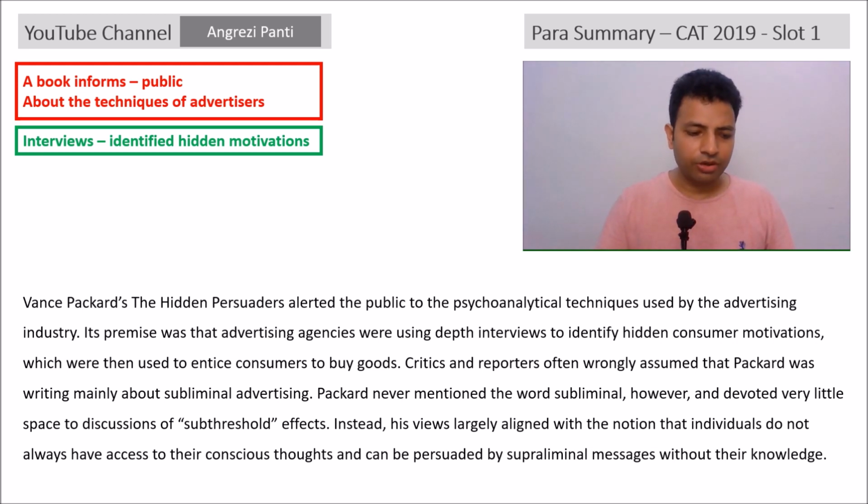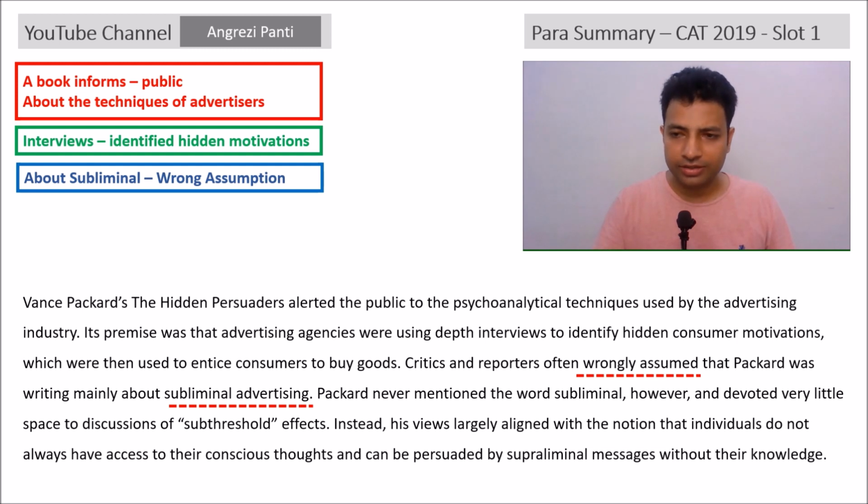Critics and reporters often wrongly assumed that Packard was writing mainly about subliminal advertising. Okay, so what is the main point here? That there was a wrong assumption. What was the wrong assumption? That Packard was writing about subliminal advertising, but he was not writing about subliminal. So it was a wrong assumption by the critics and the people.